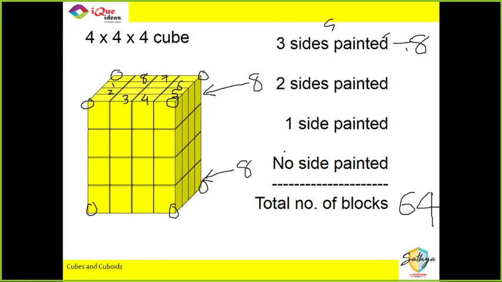Whatever is in the top layer will be in the bottom layer, and in the remaining middle layers, how many edge pieces? 1 2 3 and 4. So in each of the 2 middle layers, this will also have 4, this will also have 4. So total 24 pieces with two sides painted. Do you get that?